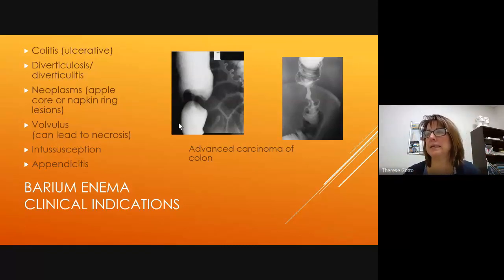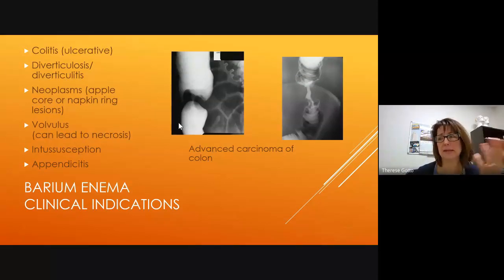And then appendicitis is another indication for a barium enema, but I never in all my years have seen anyone order a barium enema for appendicitis, just saying. But it is an indicator.